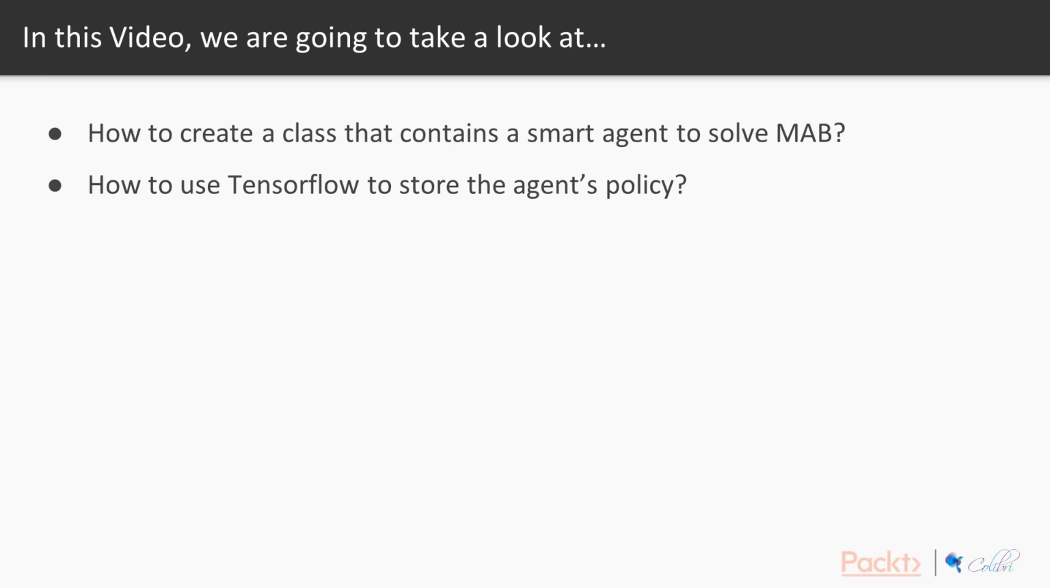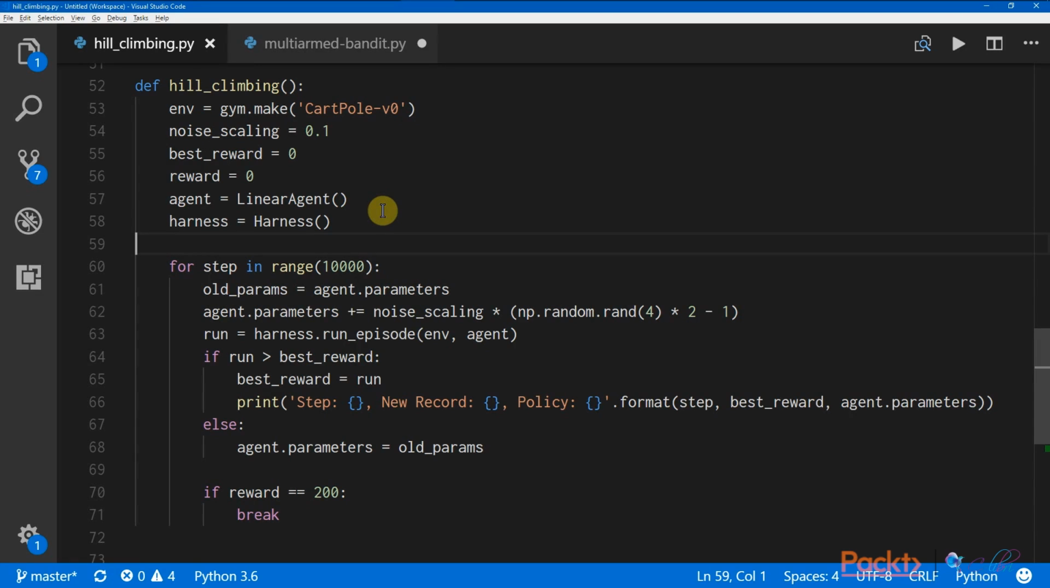Specifically, in this video, we're going to look at how to create a class that contains a smart agent to solve the multi-armed bandit problem. We're going to also talk about how to use TensorFlow to store the agent's policy in one of the TensorFlow variables. Now let's talk about how we can create an agent that optimizes a policy for the multi-armed bandit. The goal here is we want to apply a reinforcement learning paradigm to find the best arm to pull in a multi-armed bandit situation.